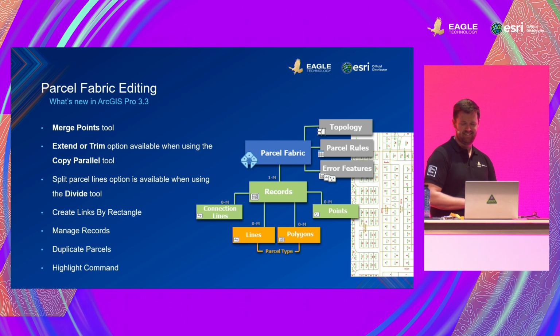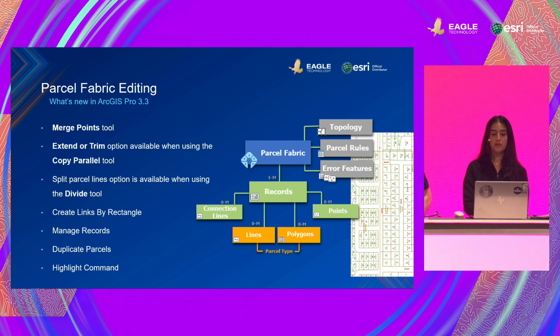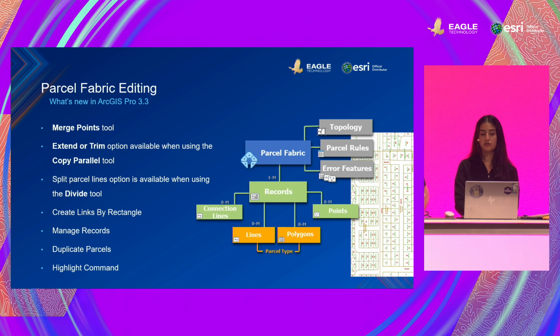So Parcel Fabric stores a dataset of connected parcels, or a parcel network. And parcel polygons are defined by lines that store coordinate geometry dimensions from the recorded legal documents. And there are a lot of new and enhanced tools in Parcel Fabric editing. So these are the Merge Points tool, where when merging points, you can choose the merged point location to use and the merge point attributes to preserve.